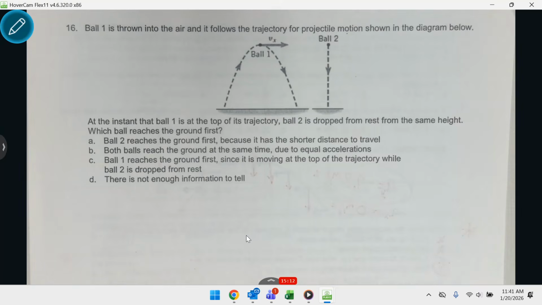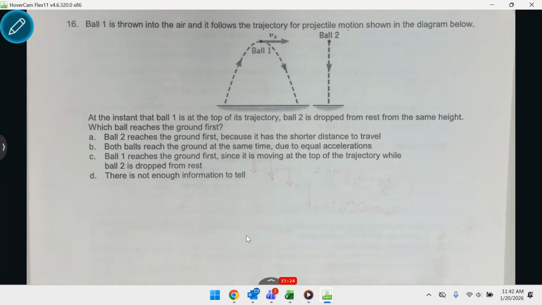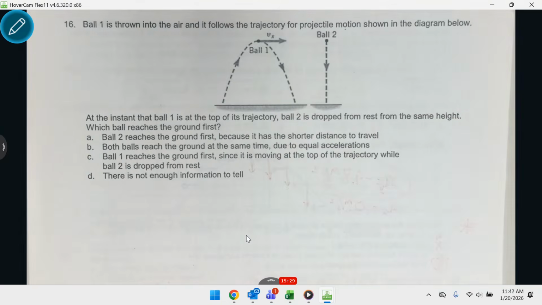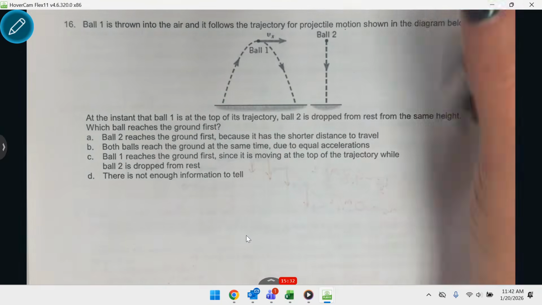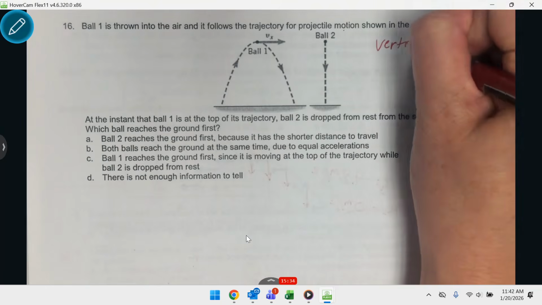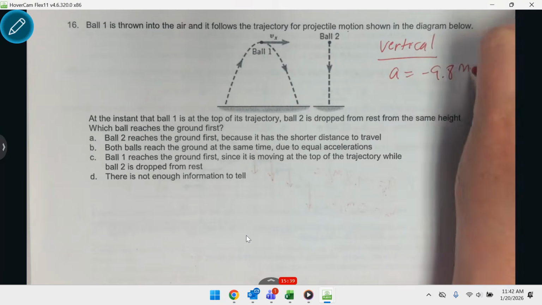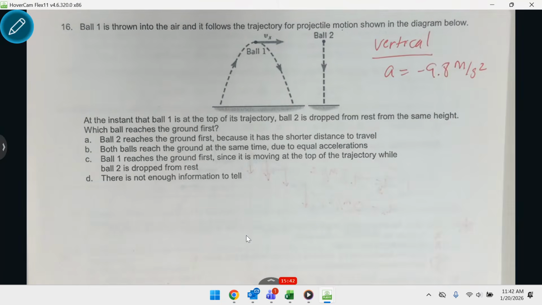And if we take a look at the options here, it says ball 2 reaches the ground first because it has a shorter distance to travel. And that is not going to be your answer. Yes, the distance is shorter because it's going straight down, whereas this one's going forward and down, but the horizontal motion is independent of the vertical. Vertically speaking, your acceleration is the same, negative 9.8 meters per second squared, and so they should have the exact same vertical motion, which means they should reach the ground at the same time.